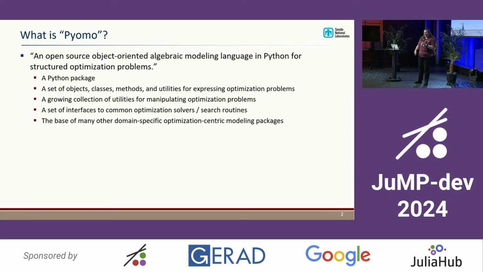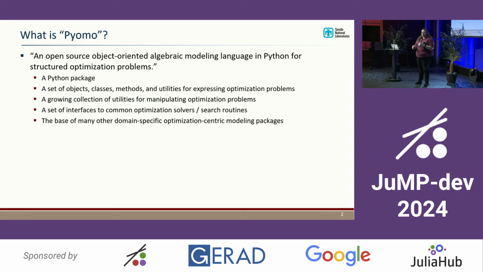Let me start by answering the question of what is Pyomo. This will sound very familiar to the overview that Miles gave yesterday, but Pyomo is very similar to JuMP. We are an algebraic modeling language written in Python, and we focus on being able to formulate and solve structured optimization problems. Everything is written in native Python. We have a set of objects, classes, and methods for expressing different types of optimization problems, and then we have a growing collection of utilities and infrastructure for manipulating optimization problems in neat ways.